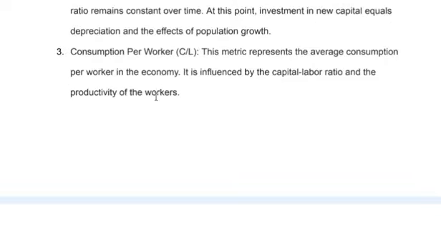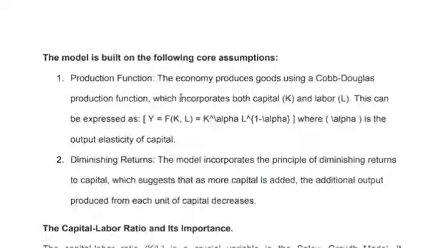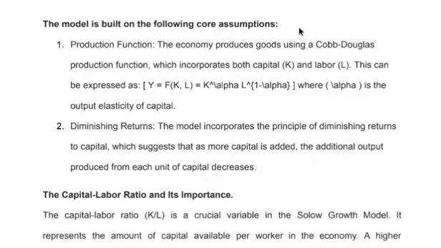Consumption per worker, C/L. This metric represents the average consumption per worker in the economy. It is influenced by the capital-labor ratio and the productivity of the workers. The model is built on the following core assumptions. Production function. The economy produces goods using a Cobb-Douglas production function, which incorporates both capital, K, and labor, L.